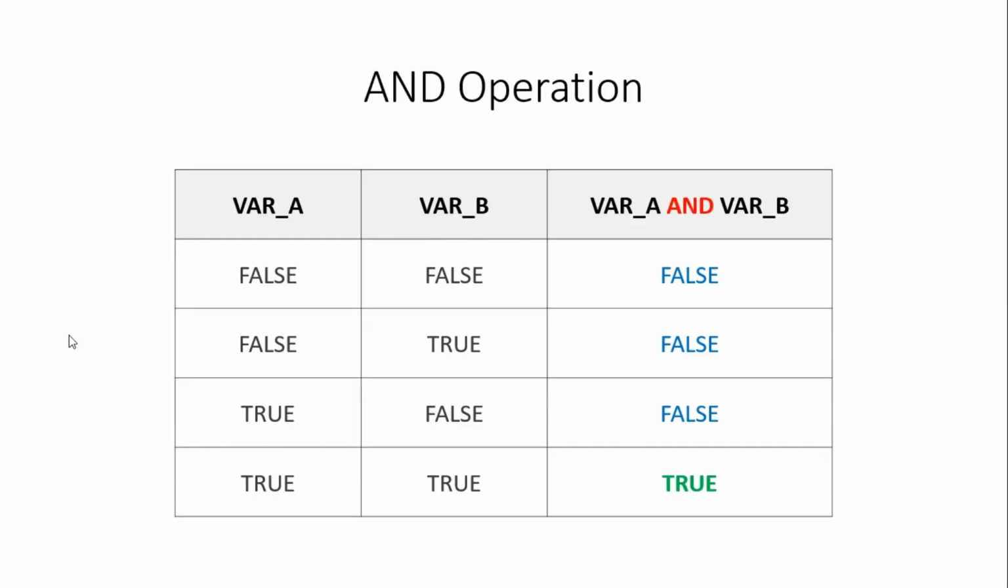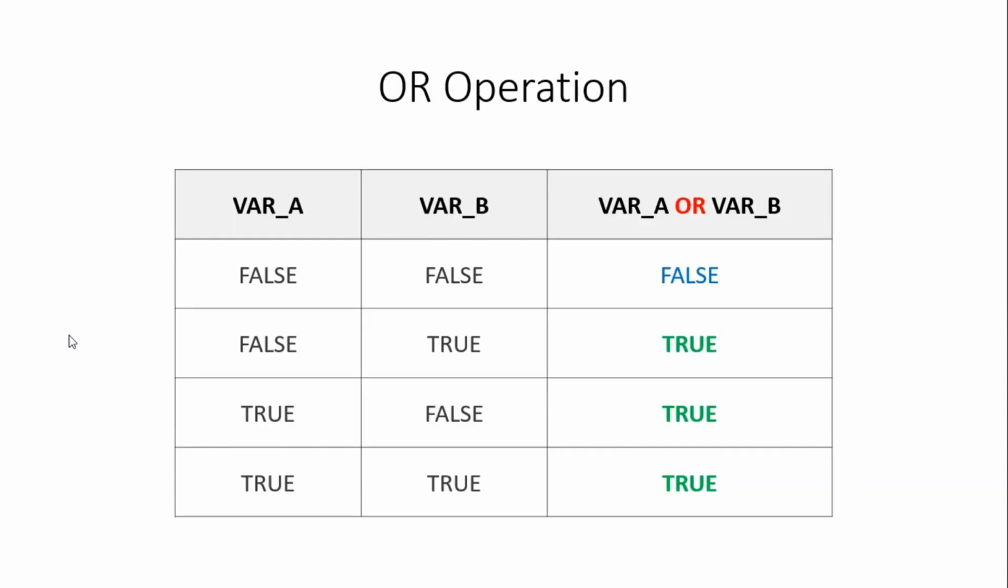Now let's switch to the OR operation. The fundamental thing about the OR operation is that the whole expression variable A OR variable B returns true when any of the operands is true. It does not require that both the operands should be true, like the AND operation. Only when both the operands are false will it return false. As we see here, false or false is false. False or true is true. True or false is true. True or true again is true.